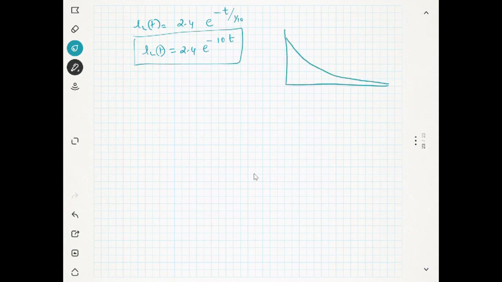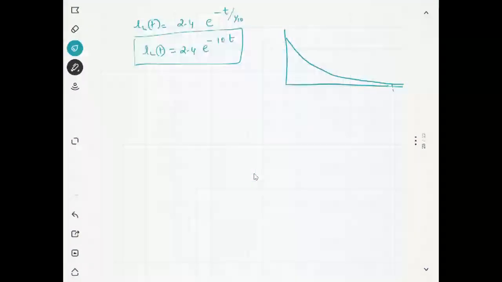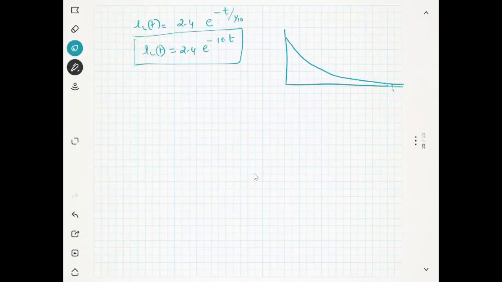Now, what is 5 times the time constant? What is tau? Tau is 1 by 10. So 5 times 1 by 10 is 1 by 2 seconds, right? It's 1 by 2 seconds. So after 5 times the time constant, that is after 1 by 2 seconds, what will be the current?